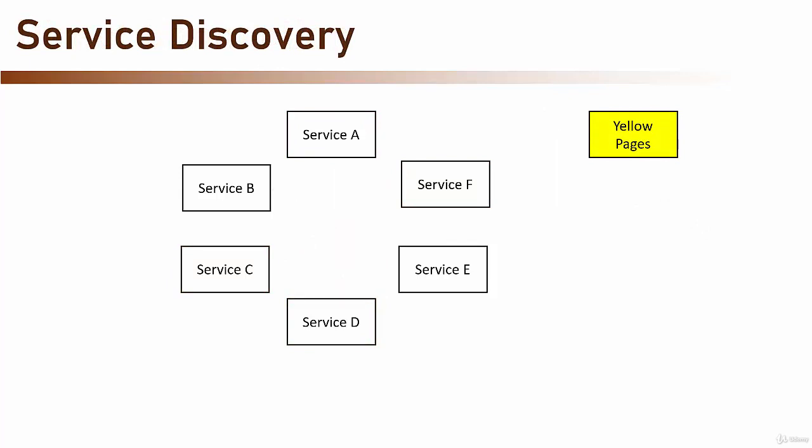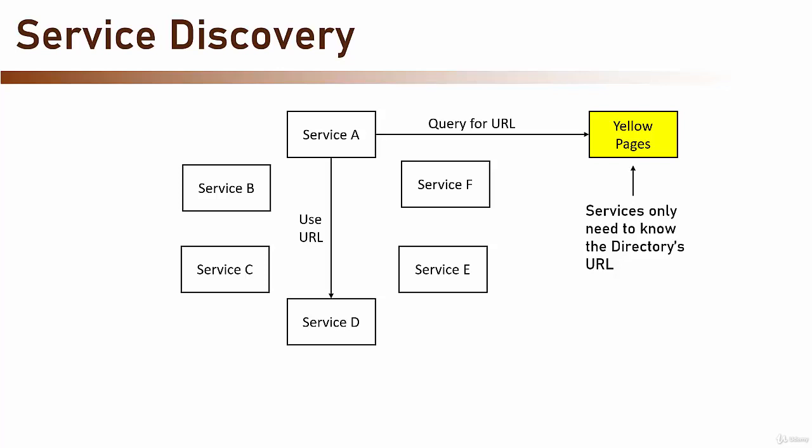In this approach, we have another service in our system, which is used as the yellow pages of our services. When a service wants to access another service, it first goes to the yellow pages service and asks for the URL of the other service. After getting the URL, the service then uses this URL to access the service it needs. Using this approach, the services only need to know the directory's URL, how to access this yellow pages service. They don't need to know any other URL, and so we don't have any strong coupling between services.